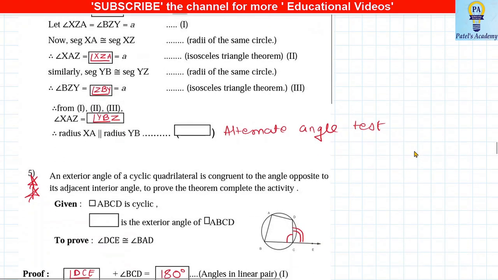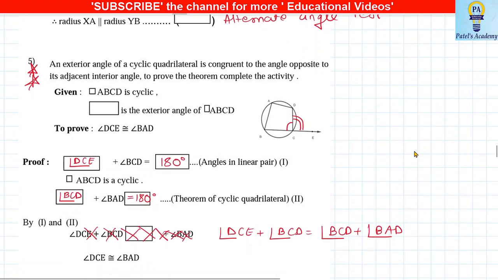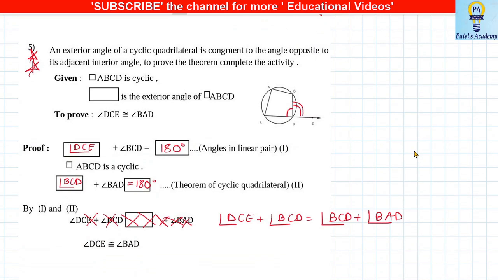Let's see the next one. Yes, this is again an important property. We have to prove that the exterior angle of a cyclic quadrilateral is equal to the angle opposite to its adjacent interior angles. So let's see what we are doing. The first is angles in linear pair. That is what I have marked in the figure.